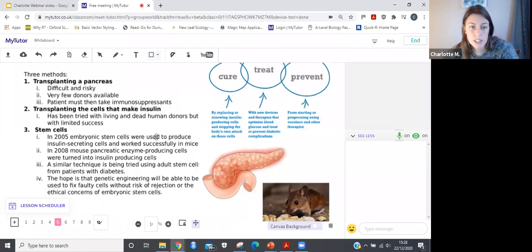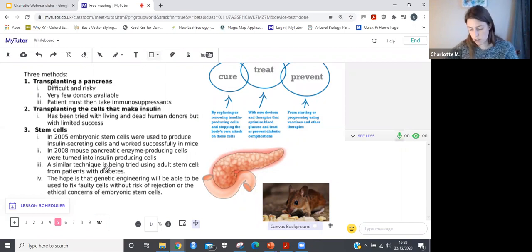In 2008, they managed to turn pancreatic cells of mice into insulin-producing cells, with the idea that perhaps we could do that in humans. So perhaps we could use some of our cells that do other things and turn them into insulin-producing cells. And they've tried a similar technique using adult stem cells from patients with diabetes. And the hope is that genetic engineering will be able to be used to fix faulty cells without risk of rejection or the ethical concerns of using embryonic stem cells.